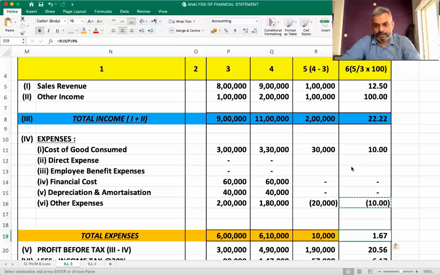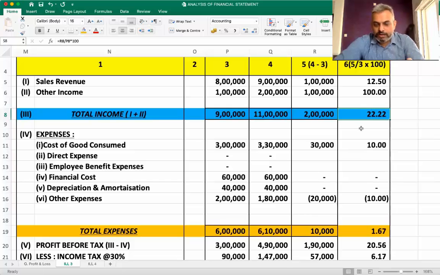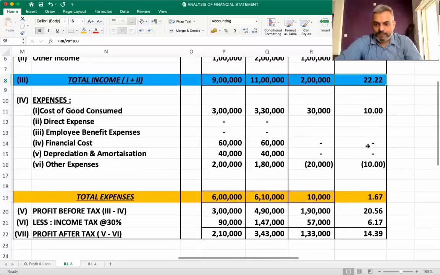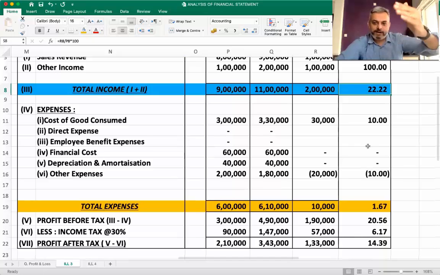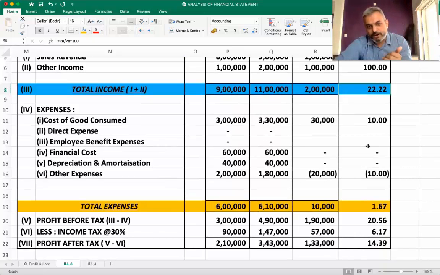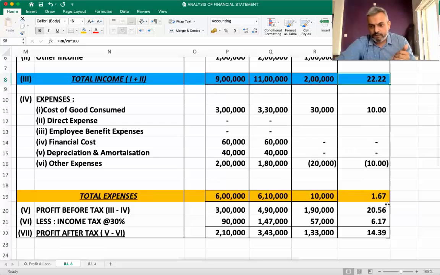What is the impact on overall expenses? So it is 1.67. So 1.67% say our expenses has increased, whereas our total income has increased by 22.2%. So this type of analysis is done, that revenue or total income has increased by 22%, expense increased only 1.675%. So now we need to see what is the impact on the profitability because of this.